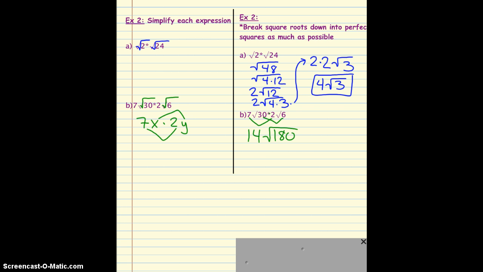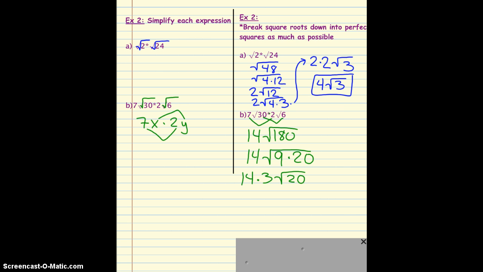I'm sorry, 20 times. So we're going to have 14 times the square root of 9 times 20. Well, we got a perfect square. Square root of 9 is 3. So now I'm going to have 14 times 3 times the square root of 20.